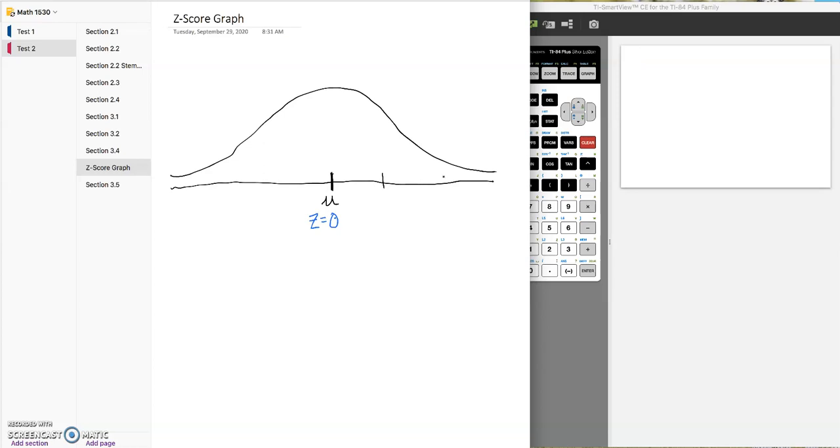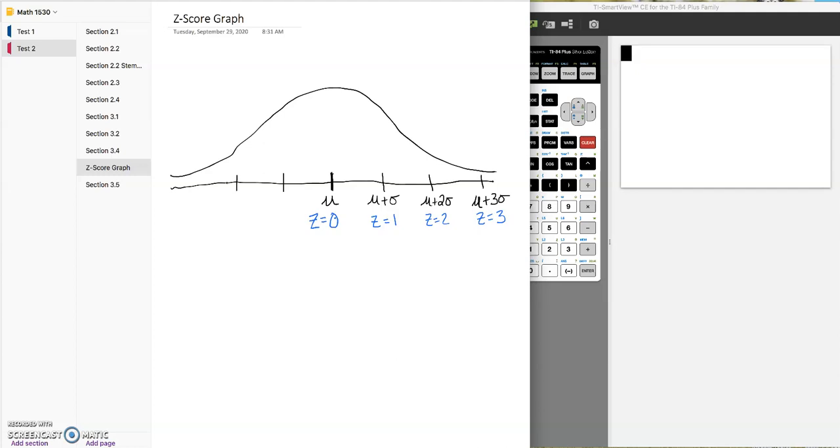Okay, going to the right, remember we add a standard deviation. So this is the mean plus 1 standard deviation, the mean plus 2 standard deviations, and the mean plus 3 standard deviations. The z-scores that go with that, well, at 1 standard deviation away, and a z-score is a standard deviation, so z is 1. Then we have z is 2, and z is 3.